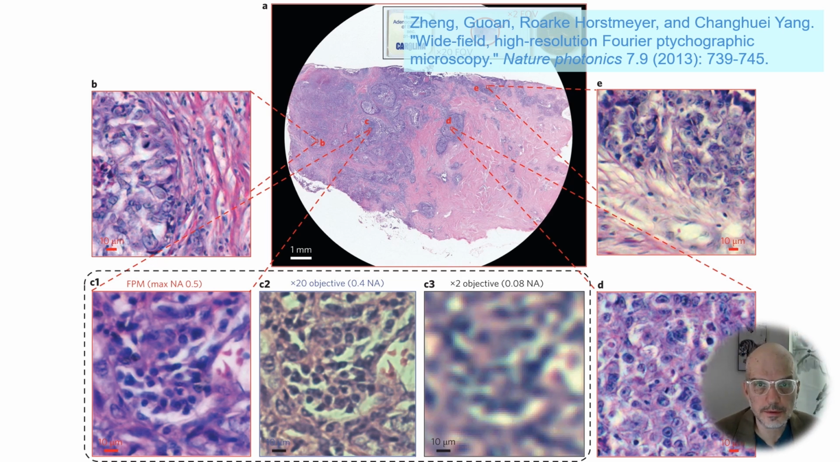This is a figure from this 2013 seminal work on wide field high resolution Fourier ptychographic microscopy by Jung, Horstmeyer, and Yang. Here we are comparing imaging of a pathology slide in the lower center with a 2x objective, and right next to it the same slide with a 20x objective, and you see the dramatic increase in resolution. This little bar here is 10 microns, so we're seeing well down to micron scale resolution.